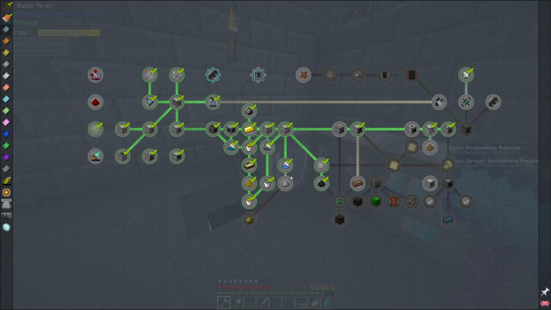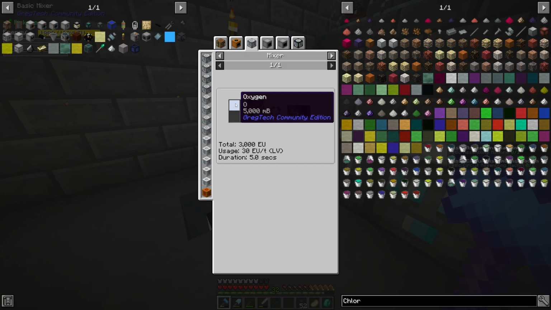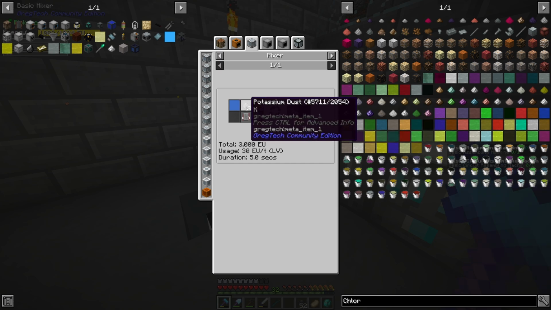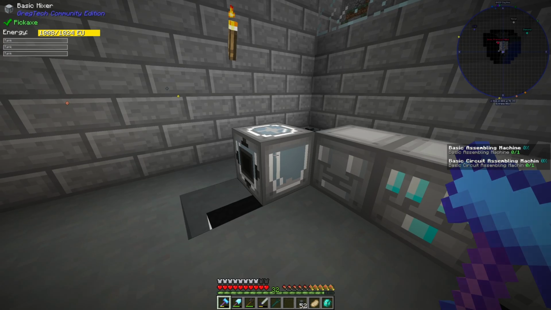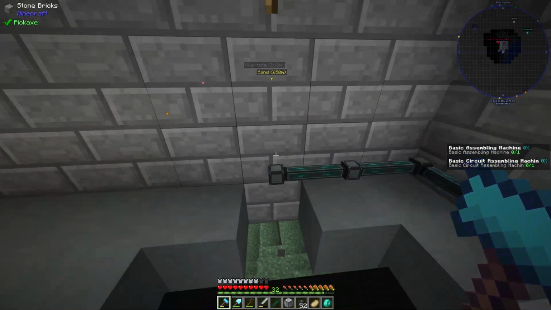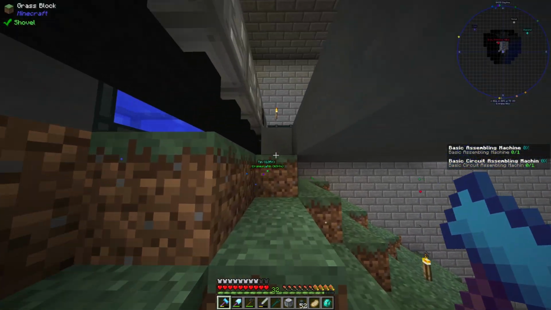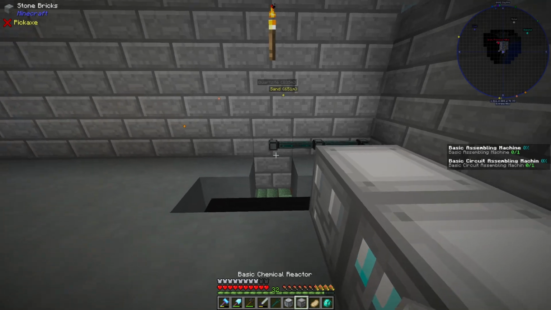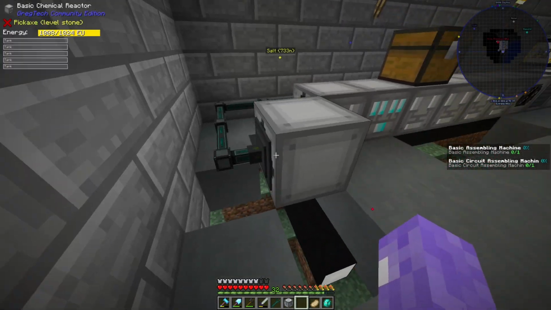Oh, hold on. Am I in the wrong machine? I am. Okay, this mixer is supposed to be for oxygen. Now I understand, this is the wrong machine. That is a mistake, I am sorry. That is bad. Yeah, we need the chloroauric in a chemical reactor.